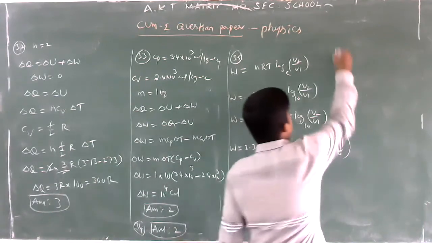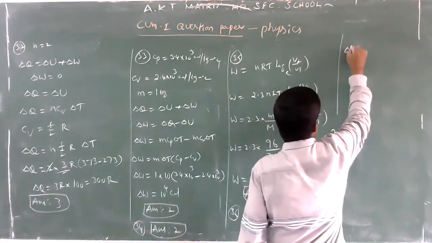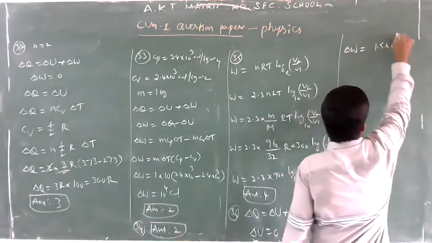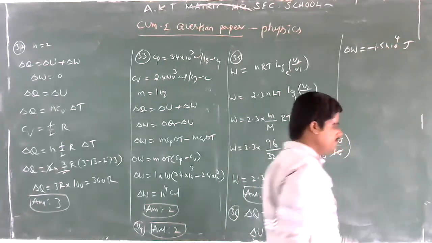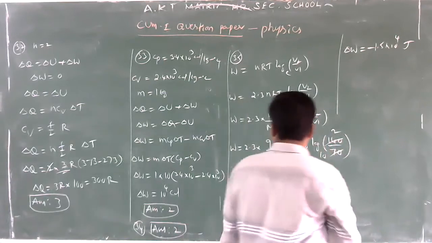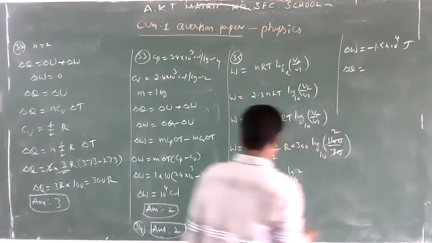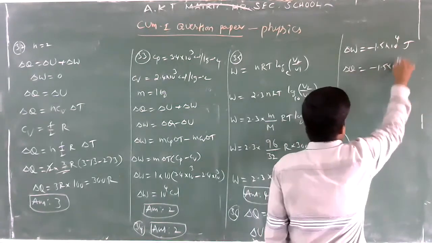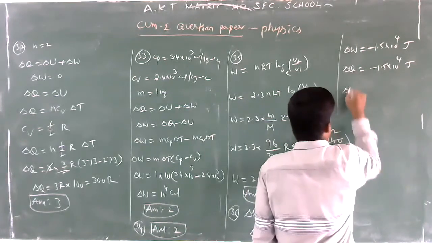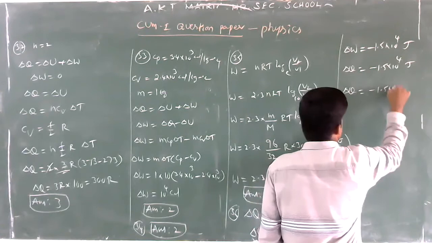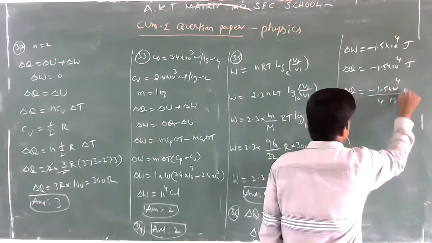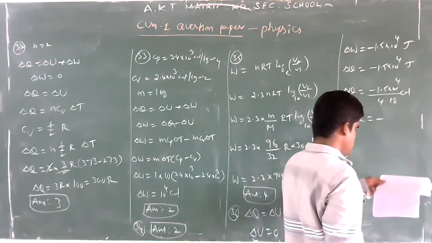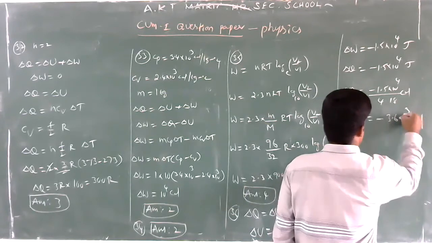Work done on the system is negative. So delta W is 1.5 into 10 to the power of 4 joules, but done on the system, so negative. Next, substitute: delta Q is equal to delta U plus delta W. Delta U is 0, delta W is minus 1.5 into 10 to the power of 4 joules. Converting into calories, delta Q equals minus 1.5 into 10 to the power of 4 divided by 4.18 calories. So delta Q is equal to minus 3.6 into 10 to the power of 3 calories.